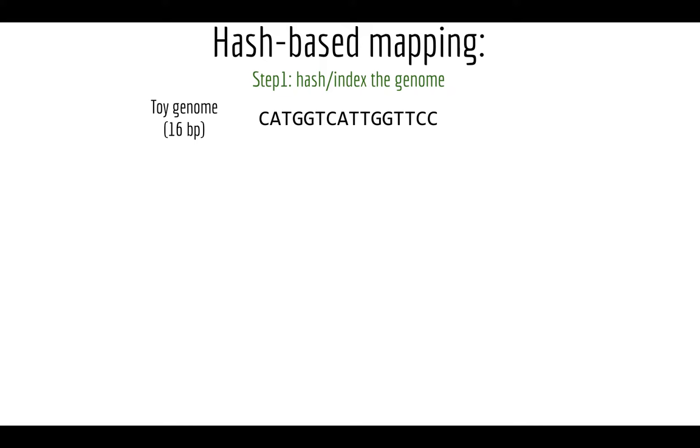All right, so I'm going to talk about how one algorithm for the mapping step works. So remember, mapping is finding all the possible locations in the reference genome. And I think it's pretty clever. This is often called either hash-based or k-mer-based mapping. It's essentially creating an index of the genome. And I'll talk about what that means.